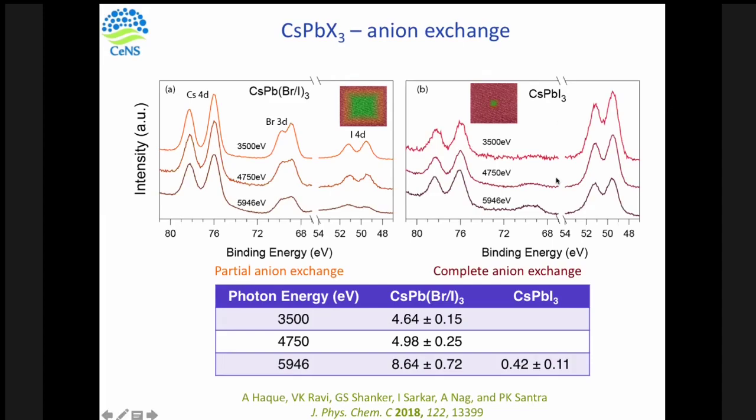Whereas in this case, we still find some bromine present, although people have earlier assumed that the conversion is complete, that it converts entirely from cesium lead bromide to cesium lead iodide. But what we have shown is that it really does not convert entirely. Some amount of cesium lead bromide is still present at the very core of this nanocrystal.